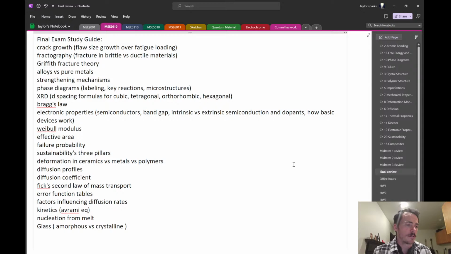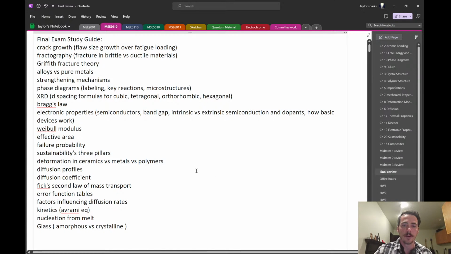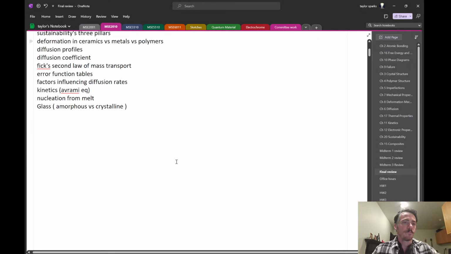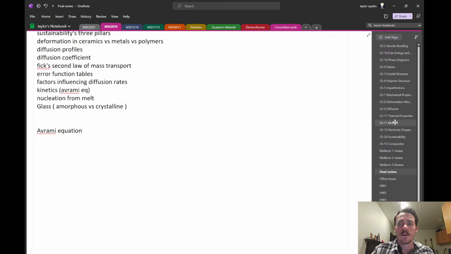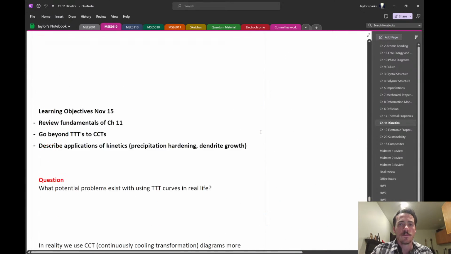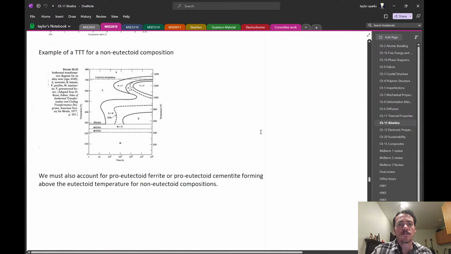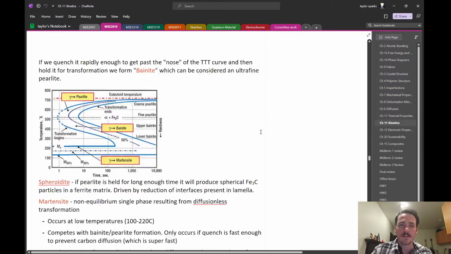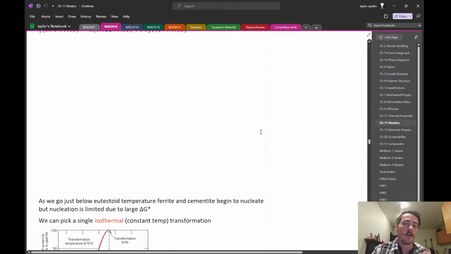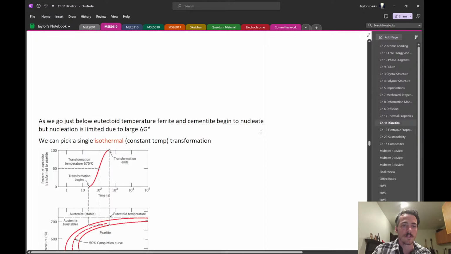The first question I see is asking about kinetics. Since the only things on the study guide about kinetics are nucleation from melt and kinetics from the Avrami equation, let's start with that. The Avrami equation is something that we saw in chapter 11 on kinetics, and it was useful for describing the transformation of something, for example, crystallization of a polymer from an amorphous state to a crystalline state.